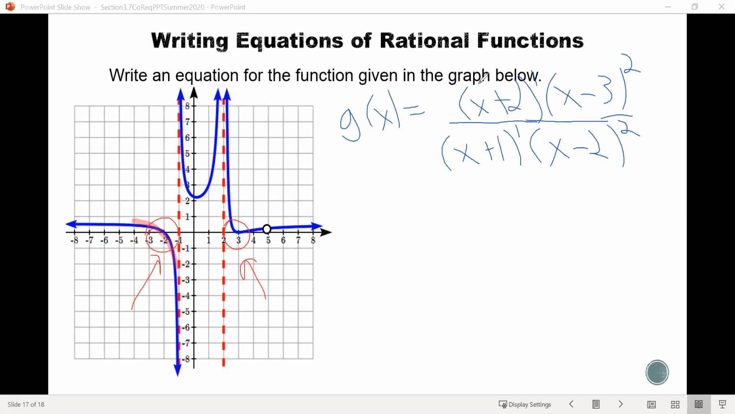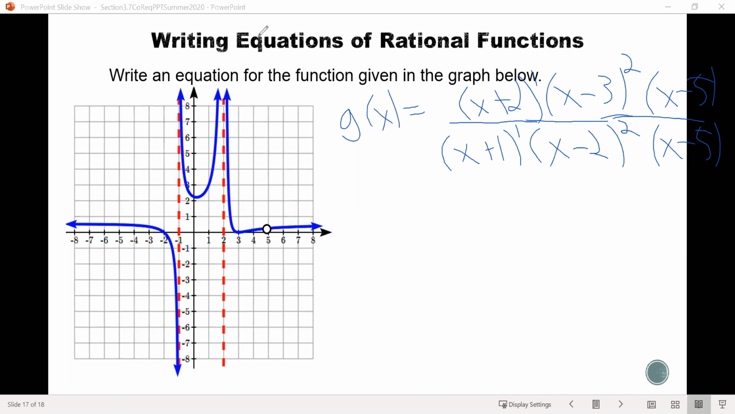All right, now there's one other kind of important feature we see in this graph, and that's the hole. So notice there's a hole right here at x equals 5. And if you remember from earlier in the section, we have a hole in a rational function if we have a factor that makes both the numerator and the denominator 0. So that tells us because that's at x equals 5, we need to have both an x minus 5 on the top and the bottom. Okay, so we have x minus 5 over x minus 5 there. And again, that's because of the hole.